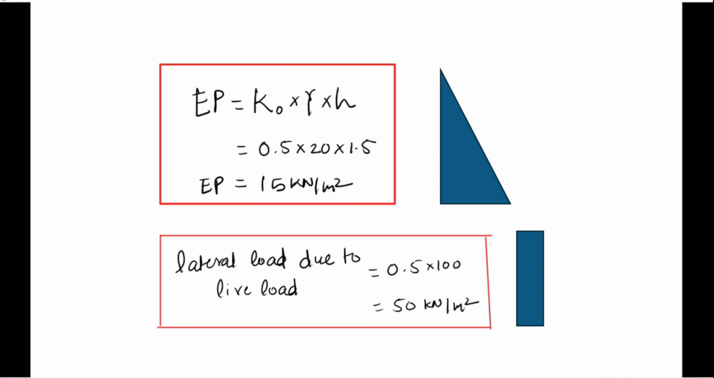And also for the live load, in order to convert that vertical live load into lateral, we will multiply it with the coefficient and we will get the lateral load due to live load as 50 kilonewton per meter square. Now we will move into SCIA Engineer in order to see how we model there and how we do the analysis for the same.